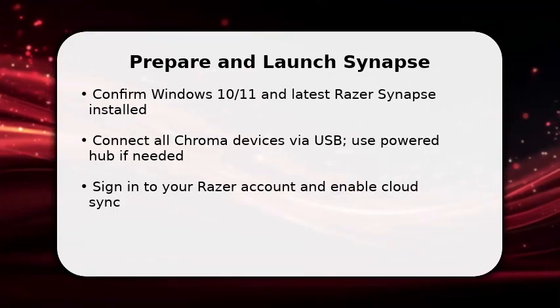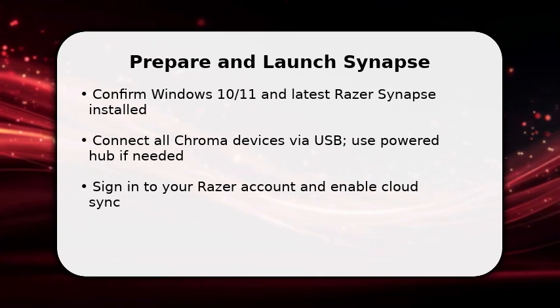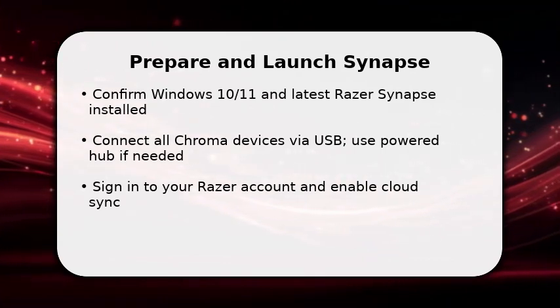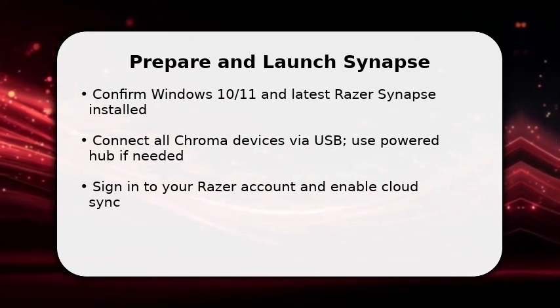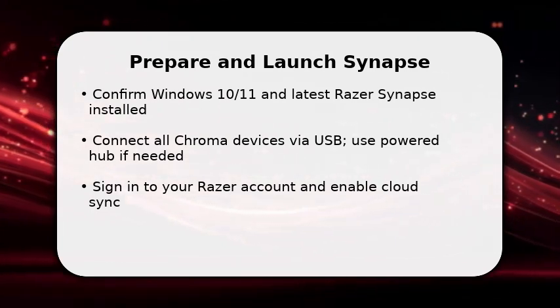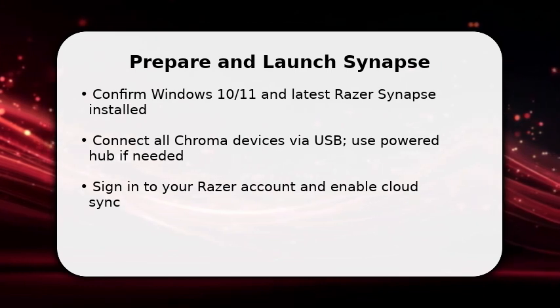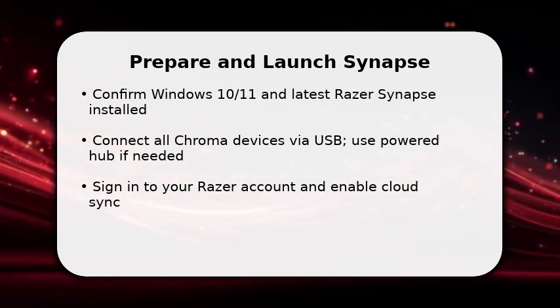You start by making sure Synapse is installed and you're signed in. This links profiles across devices. Plug in each Razer Chroma device to active USB ports and wait for Windows to enumerate them. Once devices appear, open Synapse and let it detect hardware automatically.